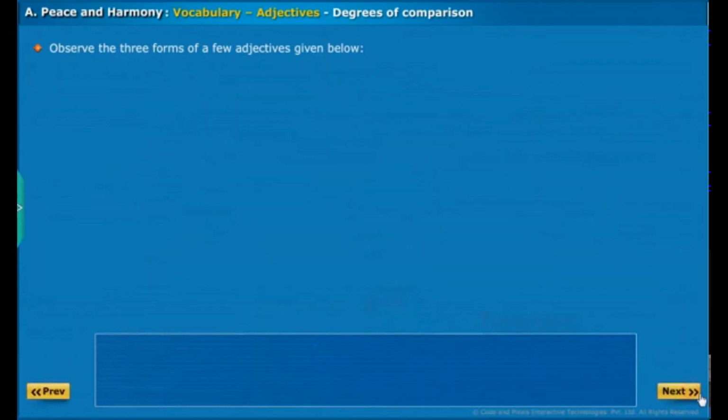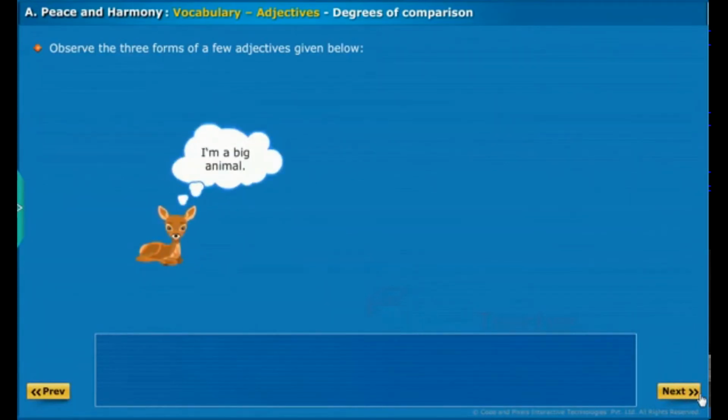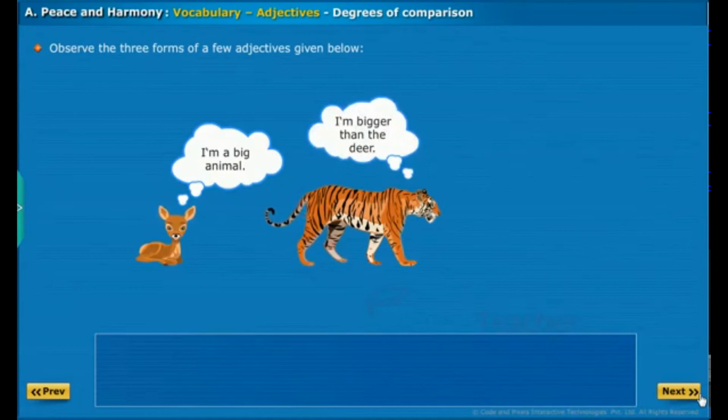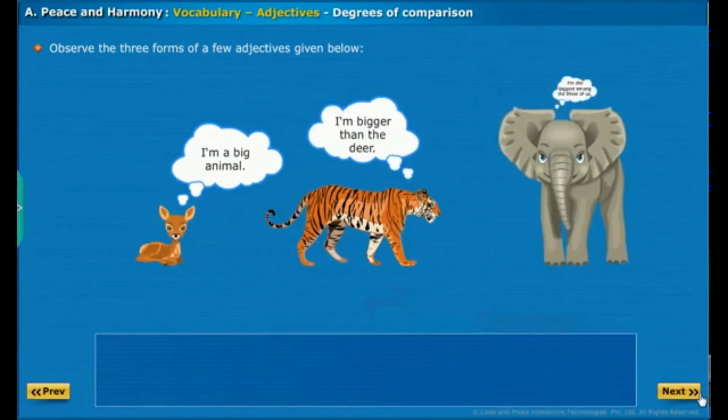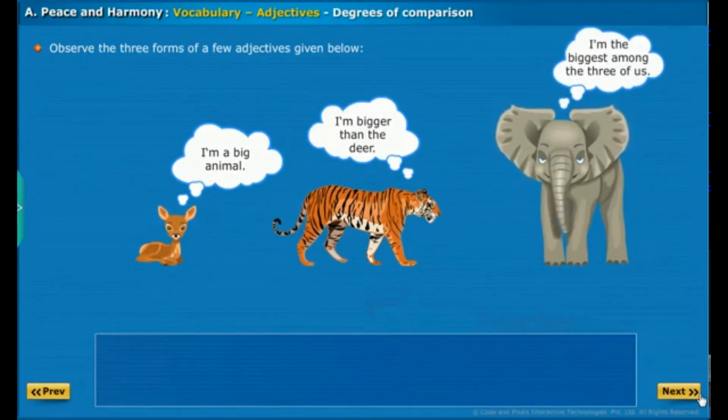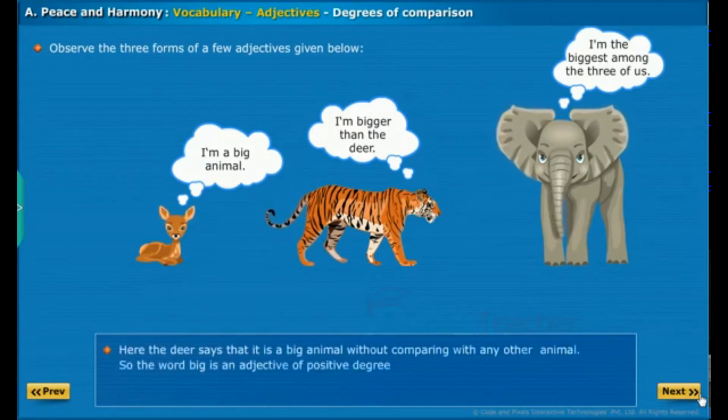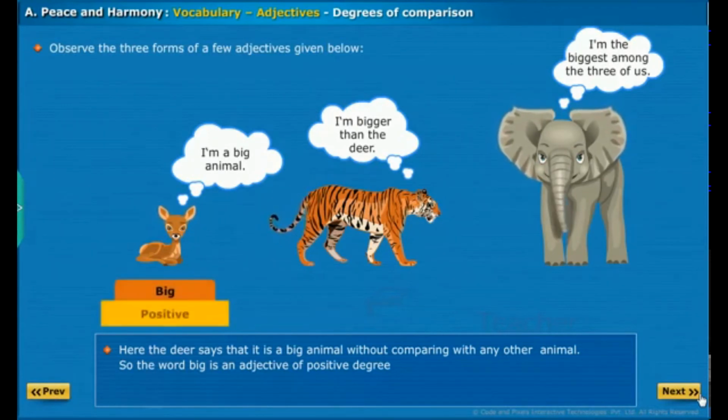Let us see one more example. I am a big animal. Bigger than the deer. I am the biggest among the three of us. Here, the deer says that it is a big animal without comparing with any other animal. So the word big is an adjective of positive degree.